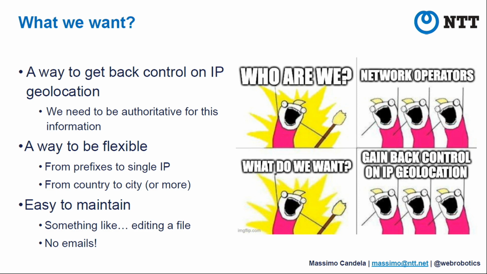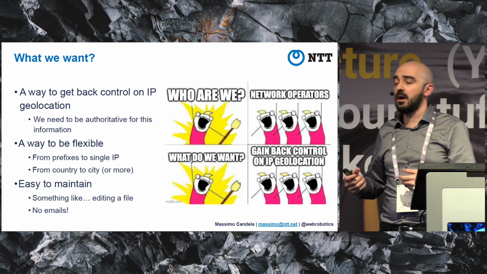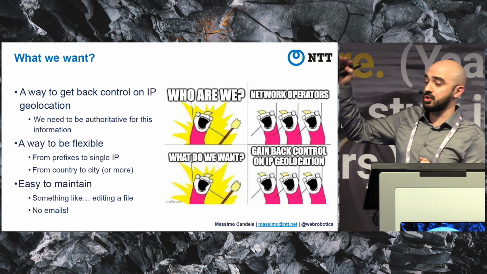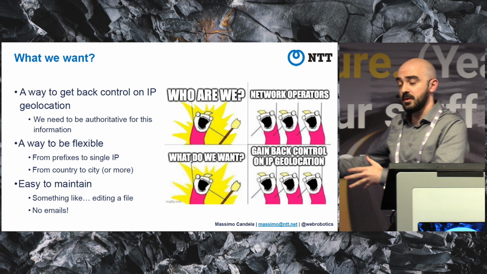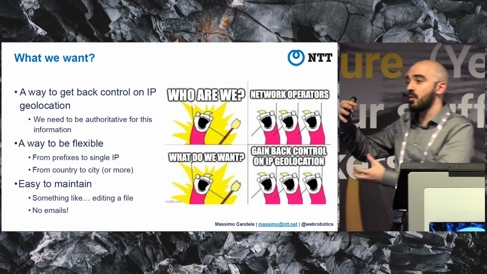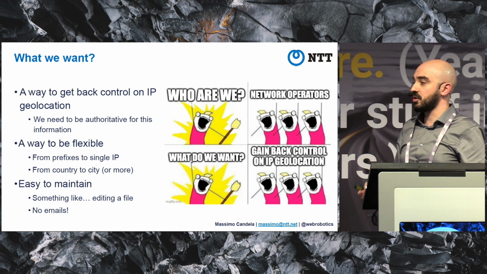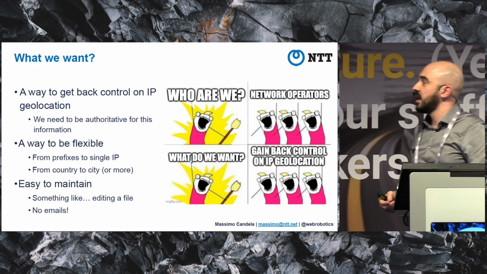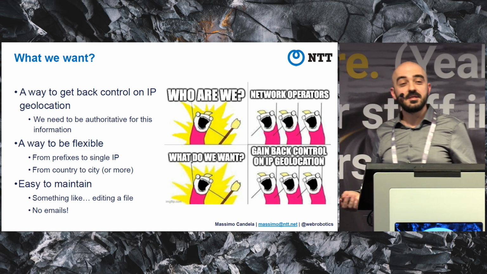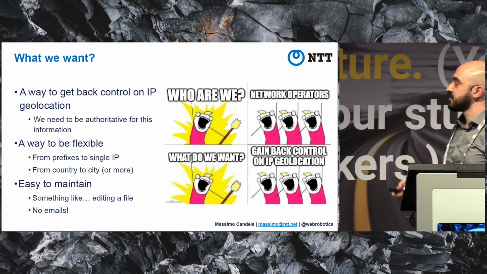I want to be flexible, for example, to geolocate a prefix or a single IP. I want to be able to say, this /20 is in Italy, and this specific /24 inside the /20 is in Rome. So I want different levels of geolocation and granularity. I also want to geolocate from country to city, and I want a lot of things. I also want it to be easy to maintain, like editing a single file. I don't want to send all these emails and hope.